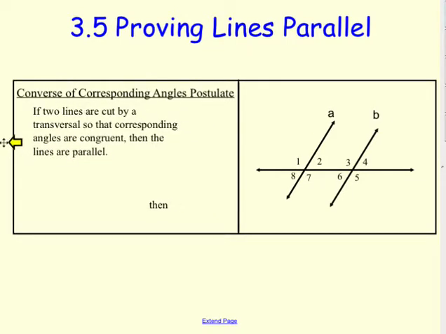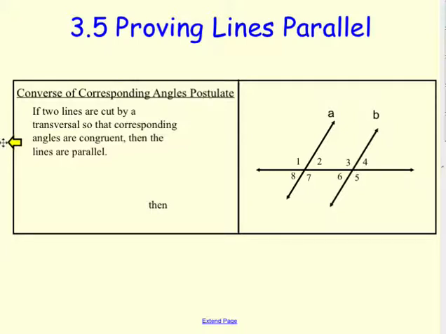First and foremost, the converse of the corresponding angles postulate. If two lines are cut by a transversal so that corresponding angles are congruent, then the lines are parallel. Well, that seems kind of confusing. That's a lot of words. Basically, all that's saying is if we know that two corresponding angles are congruent, then the lines that are associated with them have to be parallel.